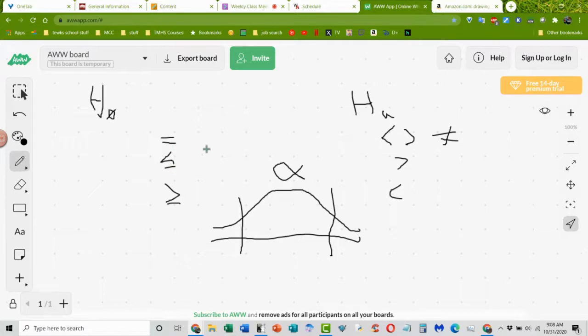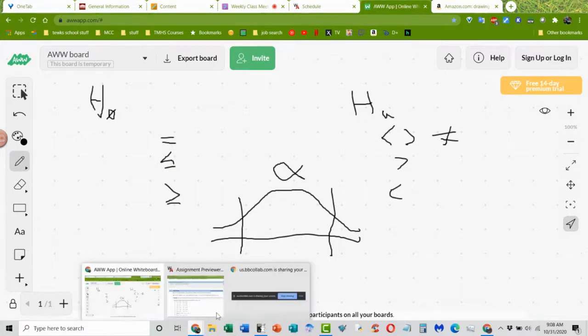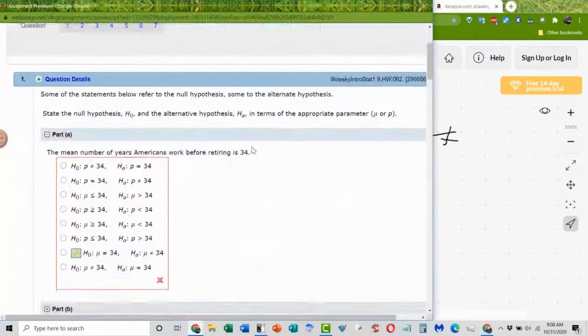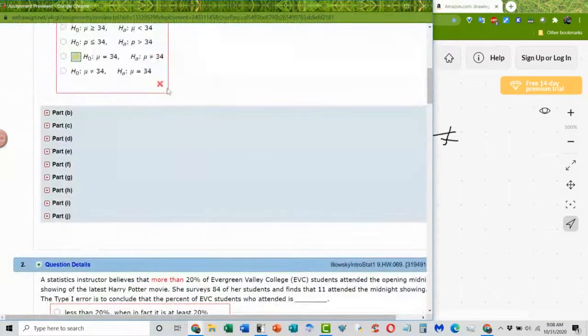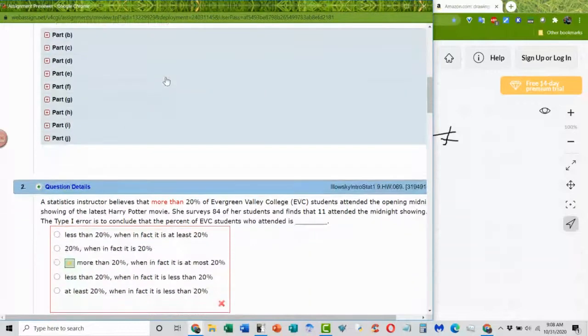So in the first problem, I'm going to skip problem one because it's just choosing hypothesis testing, and I'll get back to it.